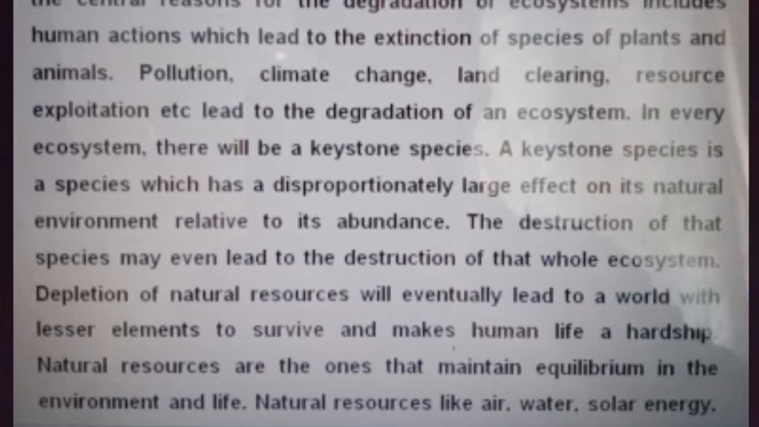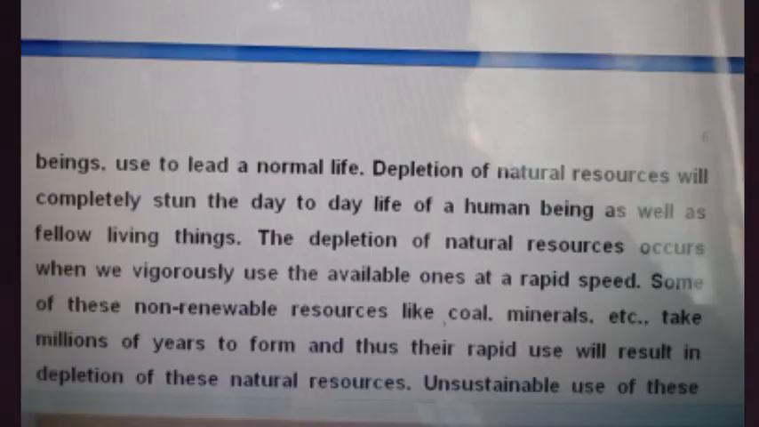Natural resources like air, water, solar energy, soil, minerals, coal, etc. are those basic elements that we, living beings, use to lead a normal life. Depletion of natural resources will completely stun the day-to-day life of a human being as well as fellow living things. The depletion of natural resources occurs when we vigorously use the available ones at a rapid speed. Some of these non-renewable resources like coal, minerals, etc. take millions of years to form, and thus the rapid use will result in depletion of these natural resources.